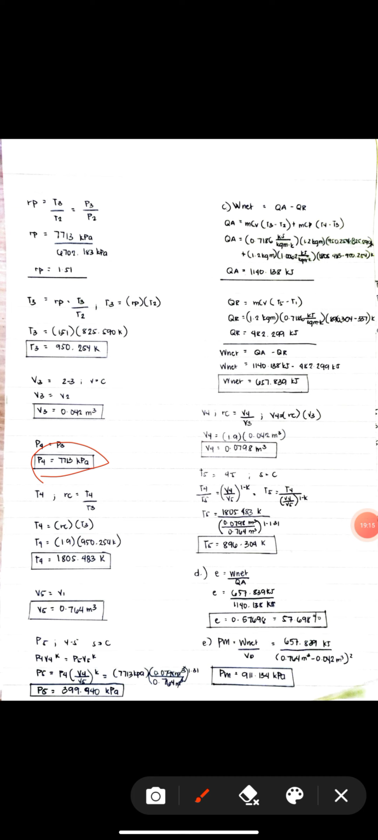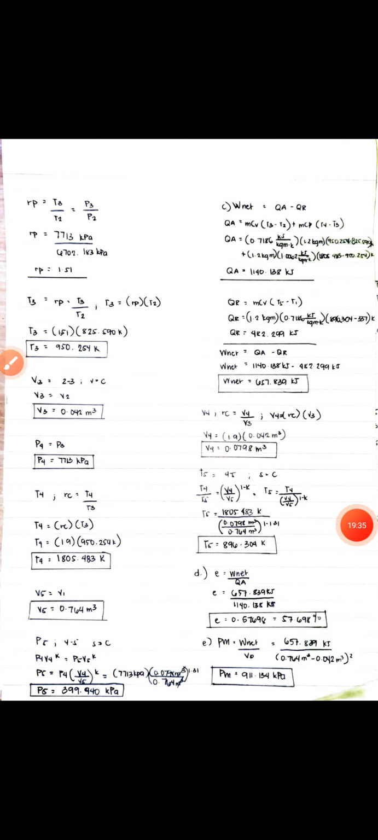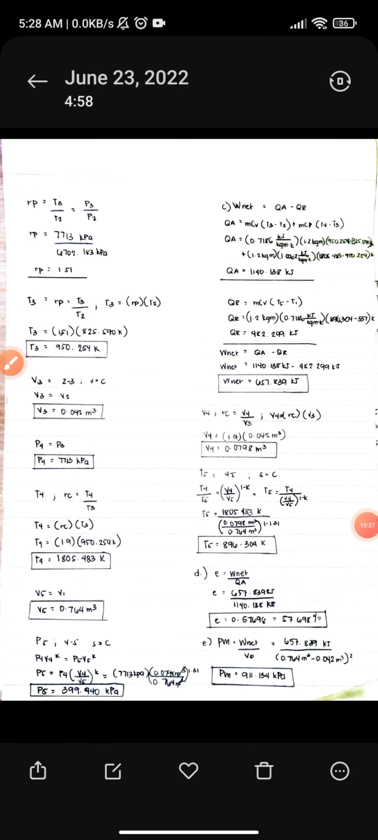So, for the T4 naman, we have RC equals T4 over T3. Derive natin yung formula na to. So, magiging siyang T4 equals RC times T3. So, T4 equals sa RC natin na, yung RC natin is equal sa 1.9 times T3 natin na 950.254 Kelvin. So, yung T4 natin is equal sa 1805.483 Kelvin.